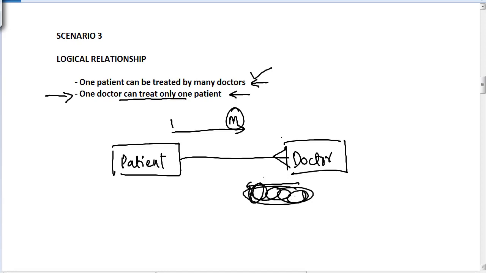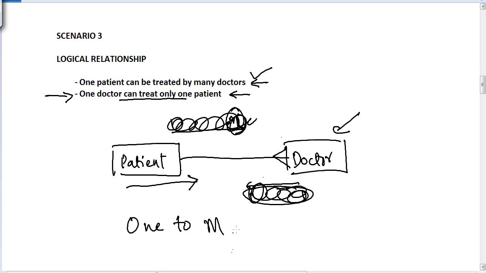So we're going to ignore these now that we're done with them, and we're going to describe this relationship as what? We always read left to right. So reading left to right, we're going to say what? We're going to say there is a one to many relationship, right? For this diagram, there is a one to many relationship between the patient and the doctor, right?